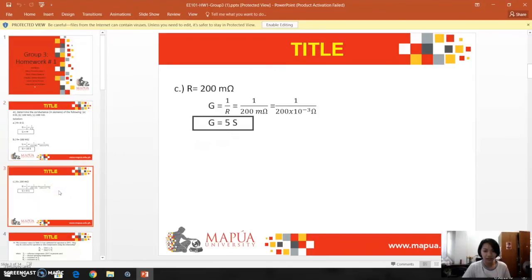For letter C, 200 milliohms. Same process, we will be substituting the given resistance to the formula. And we get the final answer to be 5 Siemens.